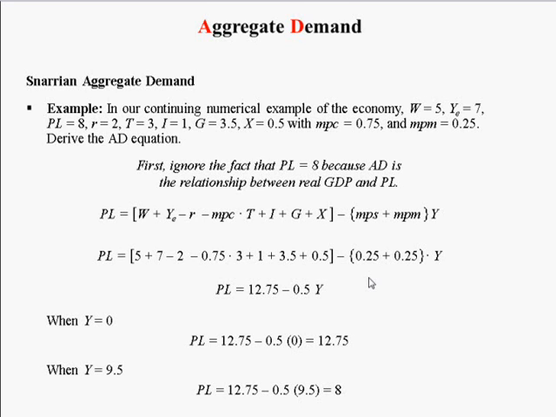And we shouldn't be surprised that the price level is $8,000, right? We shouldn't be surprised if the price level is $8,000, because this is where aggregate expenditure crossed the 45-degree line when real GDP was 9.5. In that case, real GDP equals full employment output.